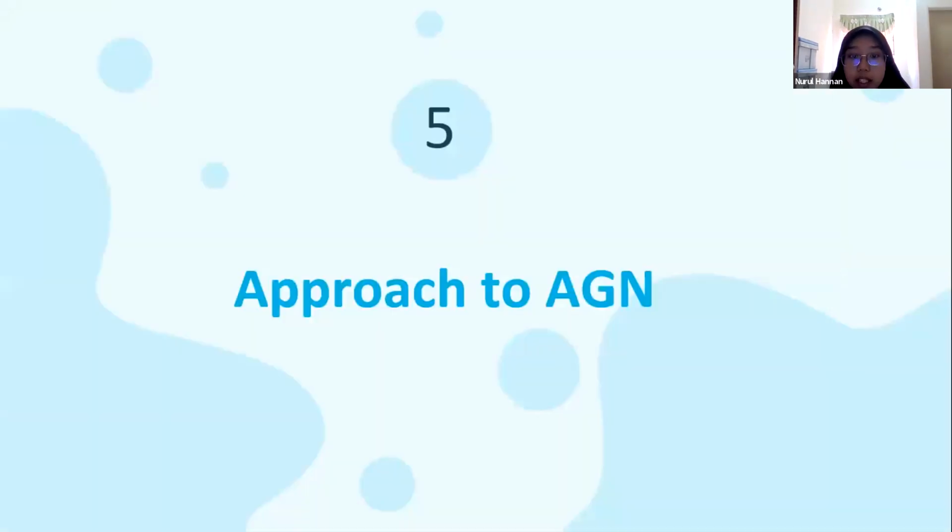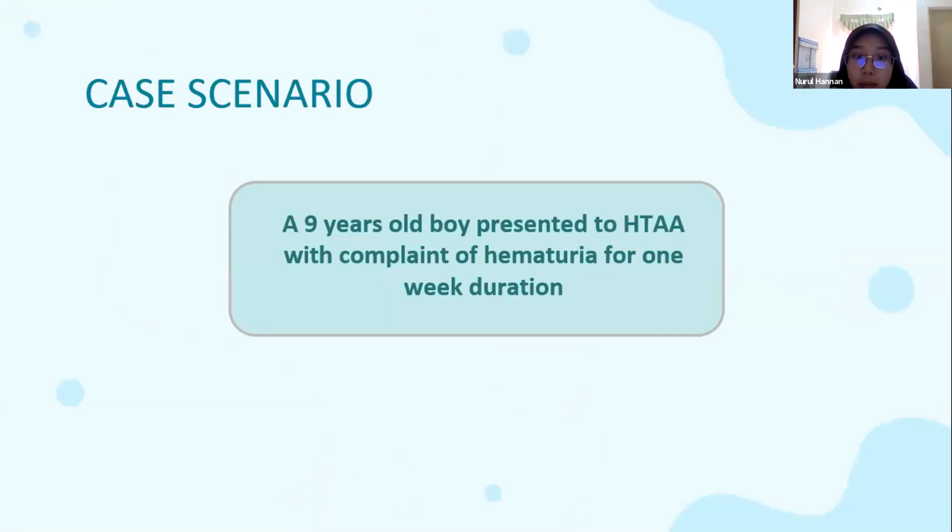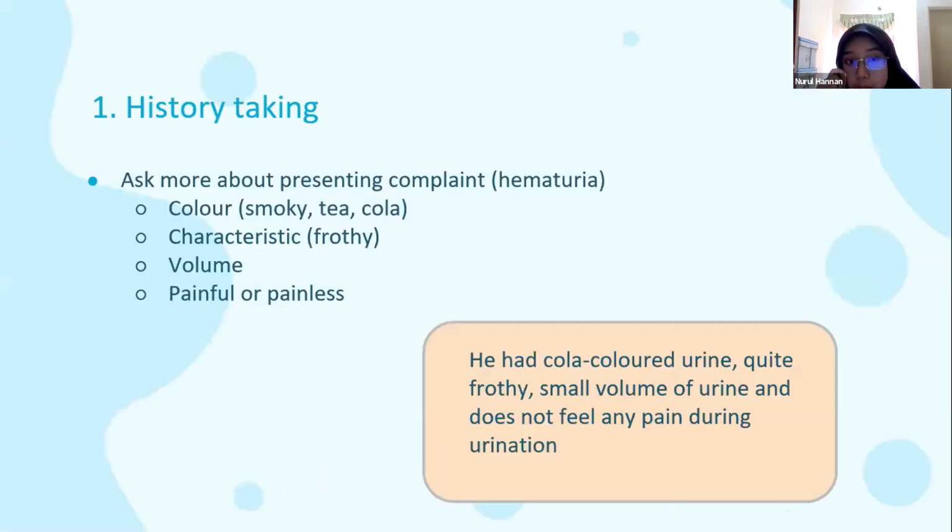So next, for the approach to acute glomerulonephritis, I prepared a case scenario. A 9-year-old boy presented to HTAA with complaint of hematuria for 1 week duration. So we should ask more about the presenting complaint, the hematuria, about the color of the urine, characteristic, volume of urine, and also if it is painful or painless.